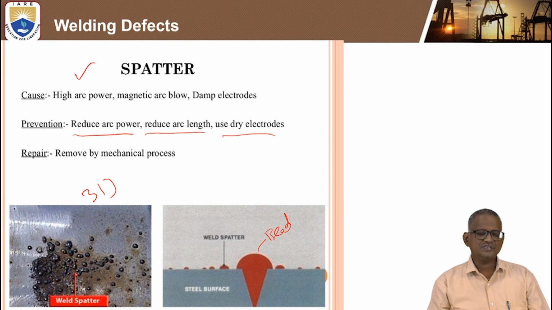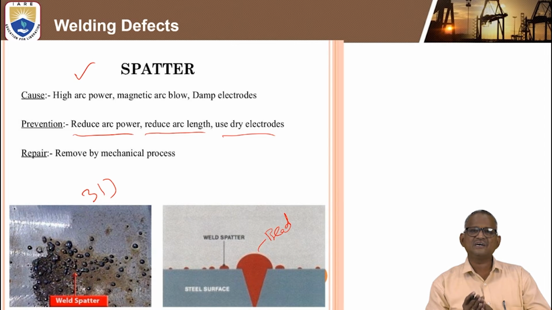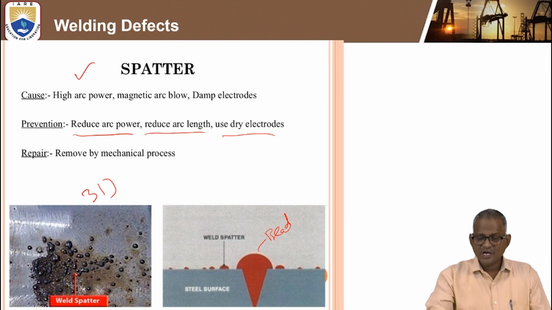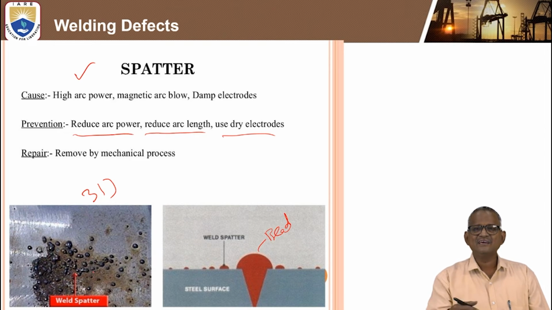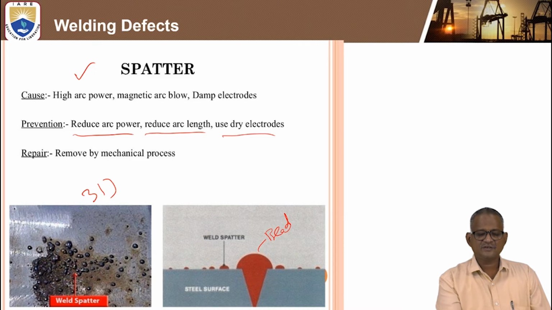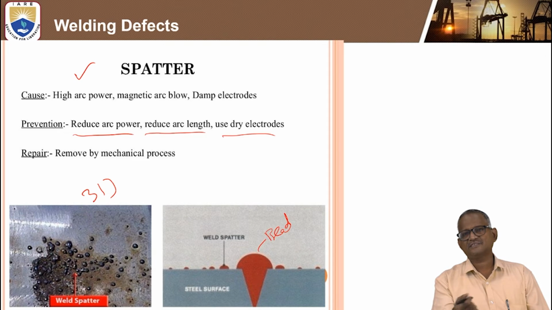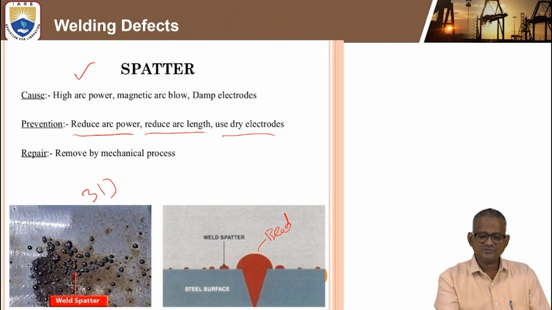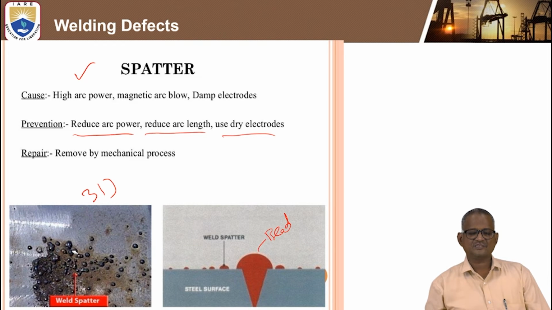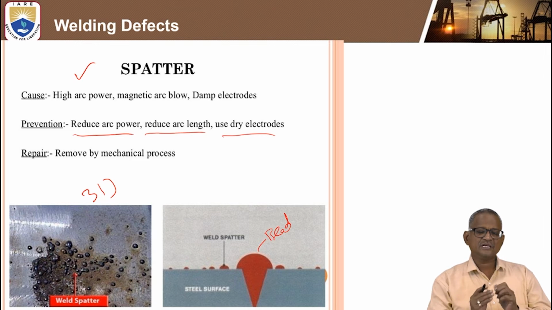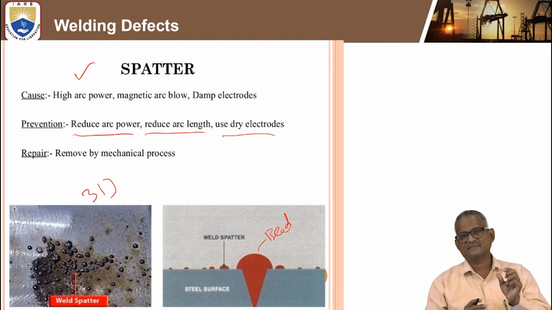And for repair, the remedy is to remove it by a mechanical process. All these things can be removed by some grinding, okay. Some type of finishing technique can be the grinding process. Different types of grinding techniques, like centerless grinding, are used to eliminate the spattered marks, okay. So this is what we had about the weld defect called spatter, okay.